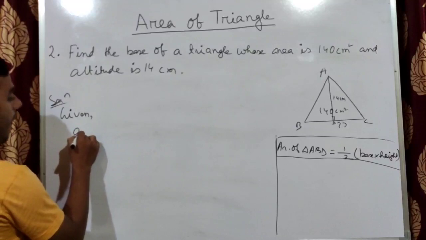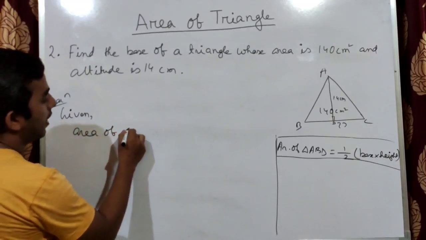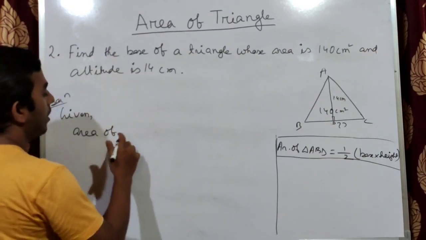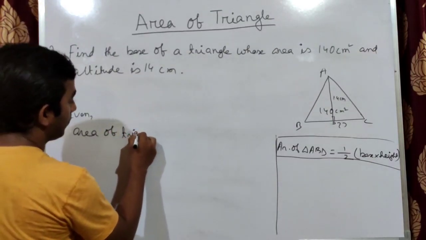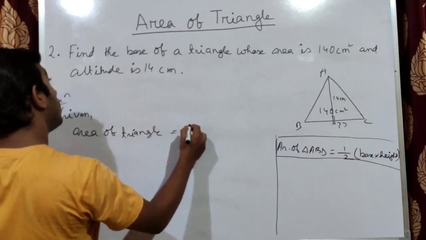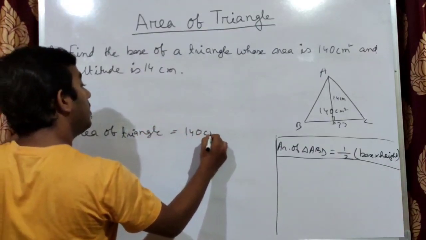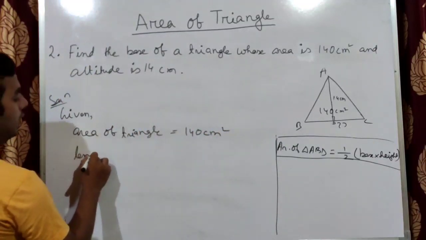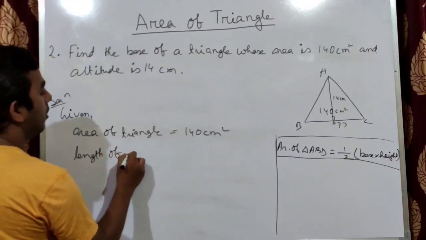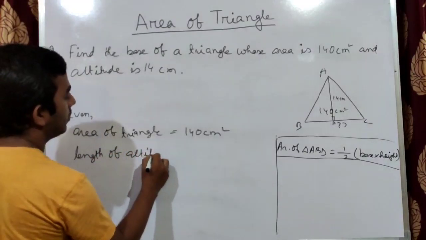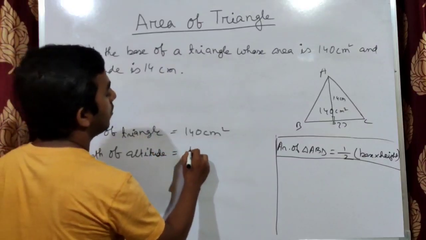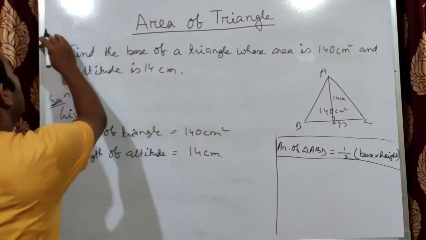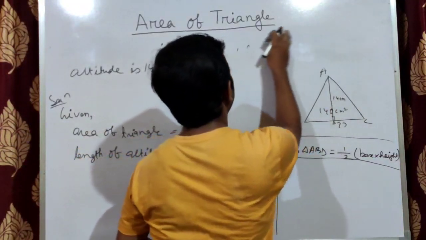So we will write area of triangle is 140 centimeter square. Then length of altitude is 14 centimeter. Okay, up to this clear? Okay. Now we will write.